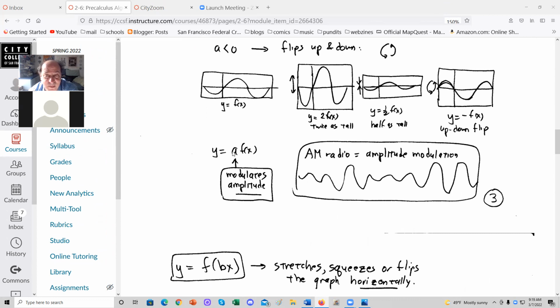Now you may have heard of amplitude modulation. That's AM radio, amplitude modulation radio. The way it works is that the radio tower pumps out this radio signal whose amplitude rises and falls in tandem with the wave that it's trying to transmit, namely a sound wave.